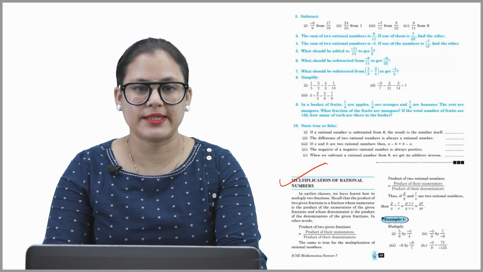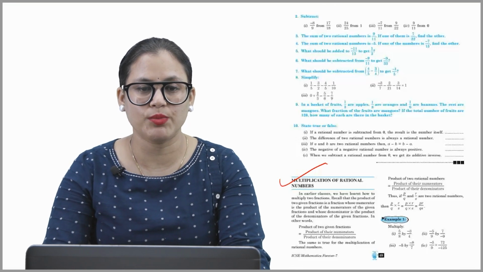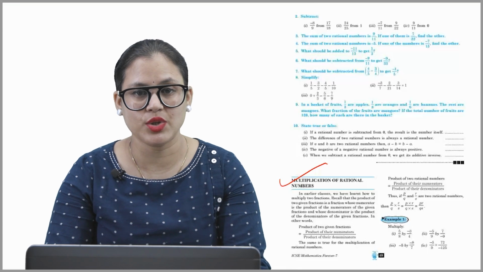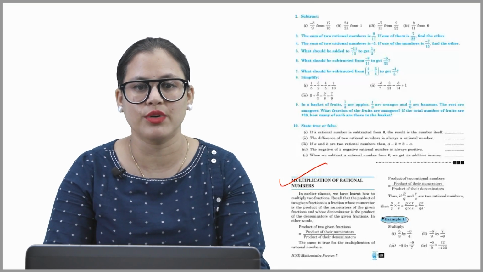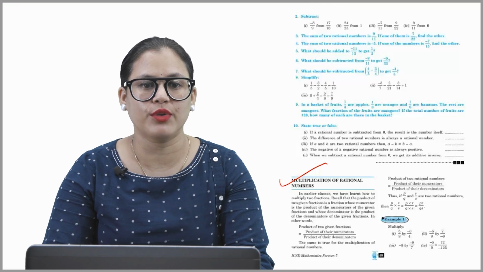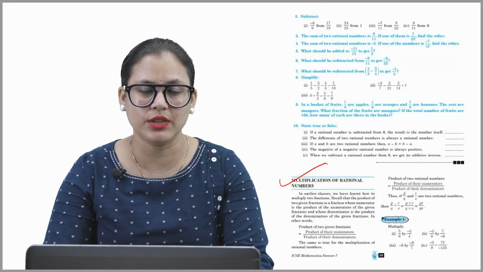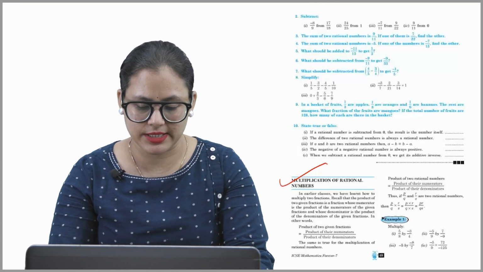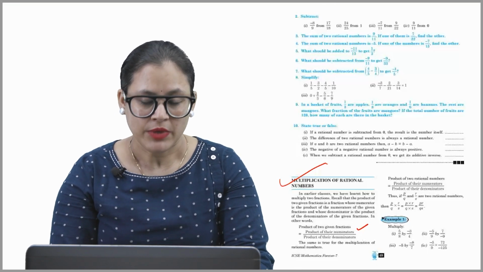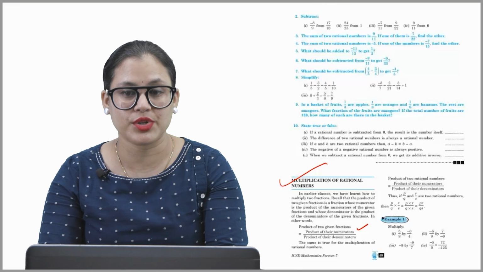Multiplication of rational numbers. In earlier classes, we have learned how to multiply two fractions. Recall that the product of two given fractions is a fraction whose numerator is the product of the numerators of the given fractions and whose denominator is the product of the denominators of the given fractions. In other words, the product of two given fractions is equal to the product of their numerators upon the product of their denominators.